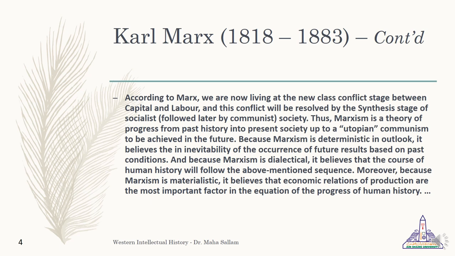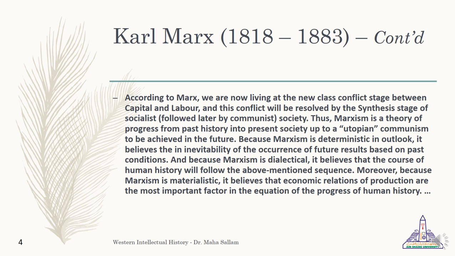When we have a socialist society and later a communist society where all economic resources and all wealth is equally shared among the members of this society, it will be a sort of utopia. And according to Marx, this utopia is bound to be achieved in the future because he believed in a deterministic outlook. The worldview of Marx or Marxism is deterministic, which means that once we have a certain form of circumstances, this will inevitably lead to the occurrence of certain results.